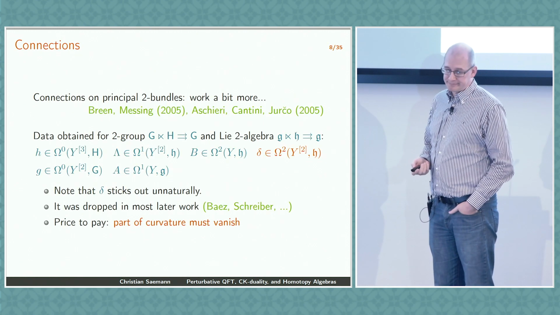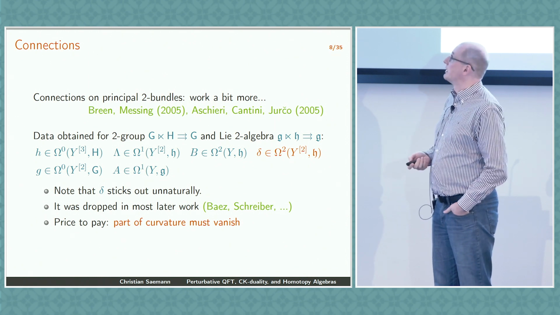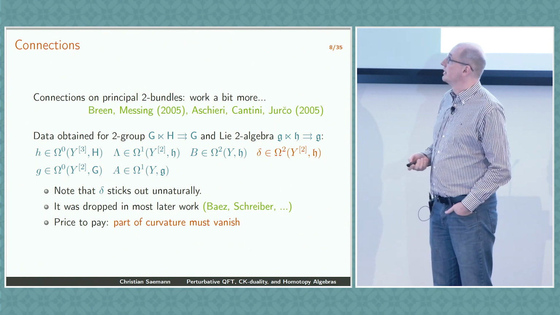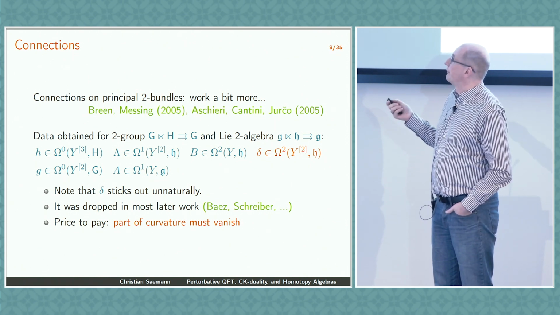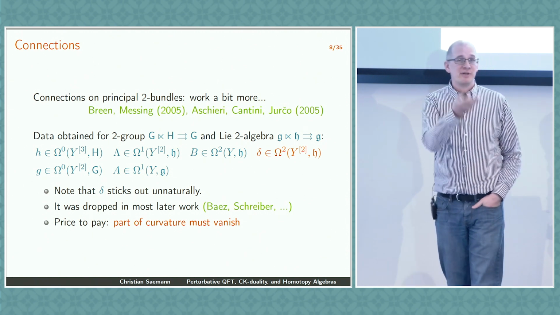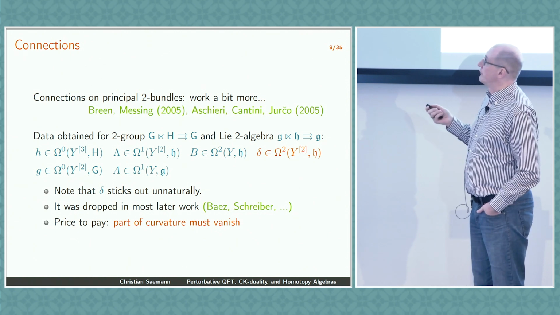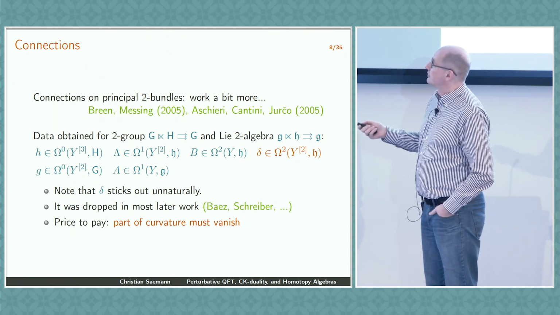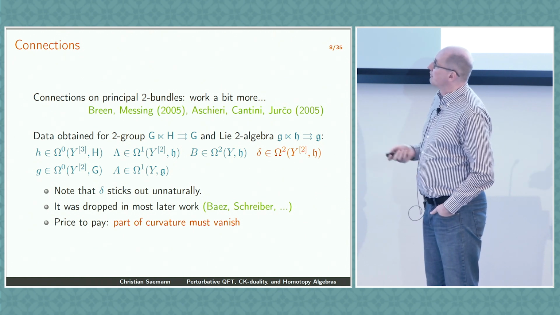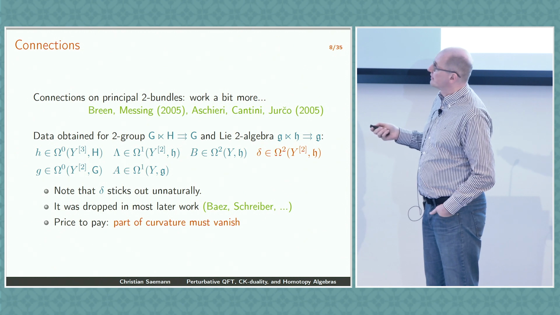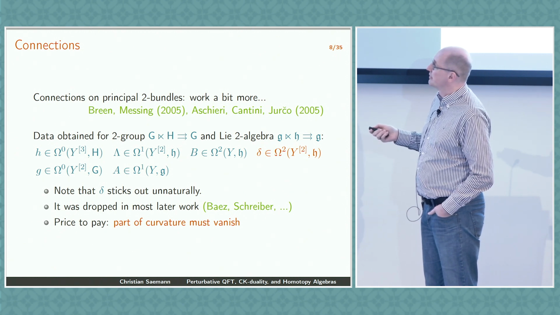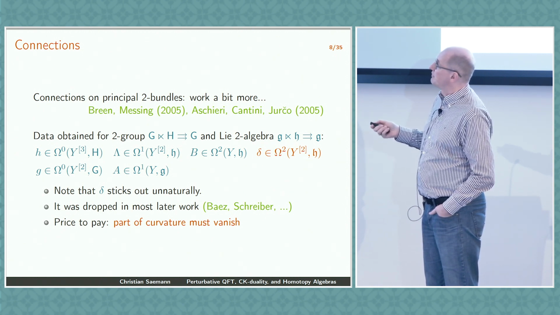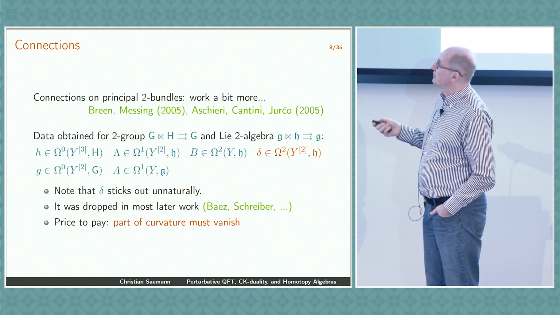problem at all. Then you can work a little bit harder, and then you get also connections. And I think one of the first papers are probably those by Breen and Messing, and Aschieri, Cantini, and Jurčo, who's in the audience, from 2005. And the data that you obtain there for a 2-group looks like this. Don't worry too much about the details. The only interesting thing to see is that here you have the traditional co-cycle data for a principal bundle with connection, and you just have one step up, you have corresponding data that glues these things together.